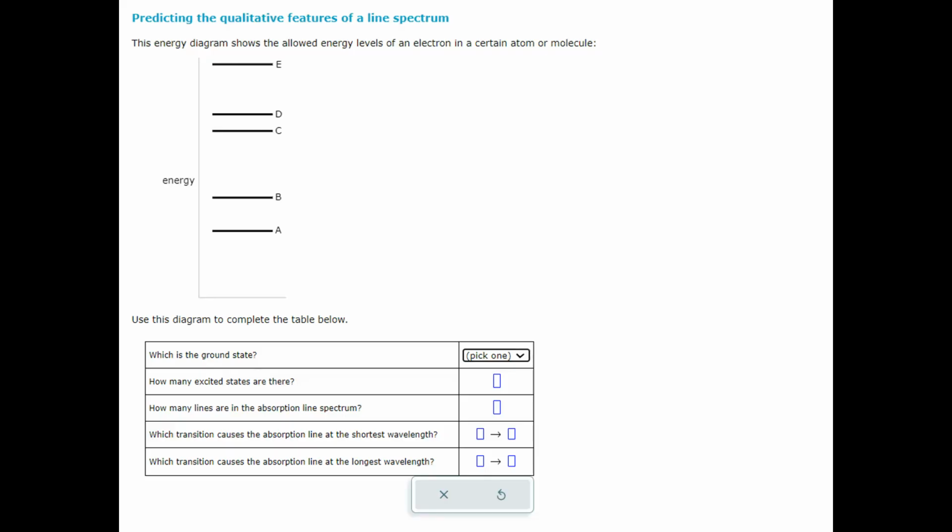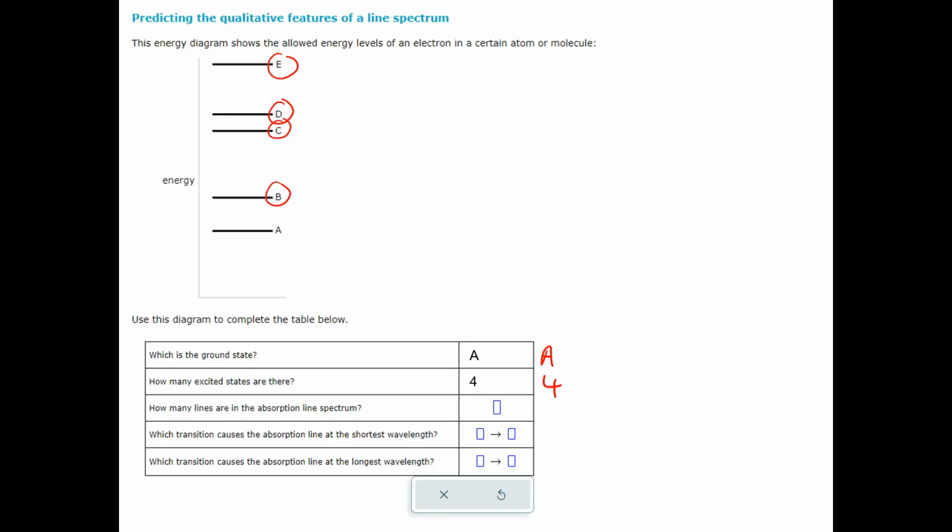Okay. Right, here's another longer question. This is kind of fun. It says the energy diagram shows the allowed energy levels of an electron in a certain atom or molecule. And so we can see we've got A as the ground state, and then B, C, D, and E are the excited states. So which is the ground state? Well, that's got to be A. Then it asks how many excited states are there. So we've got B, C, D, and E. So that adds up to 4.